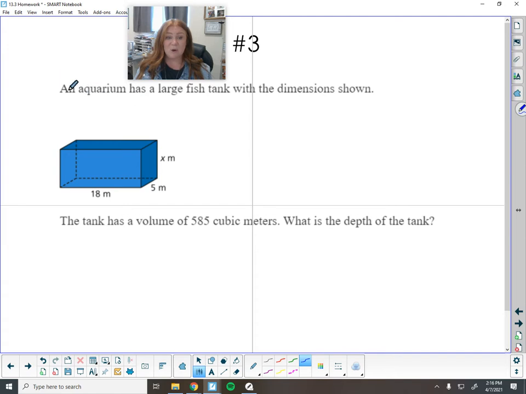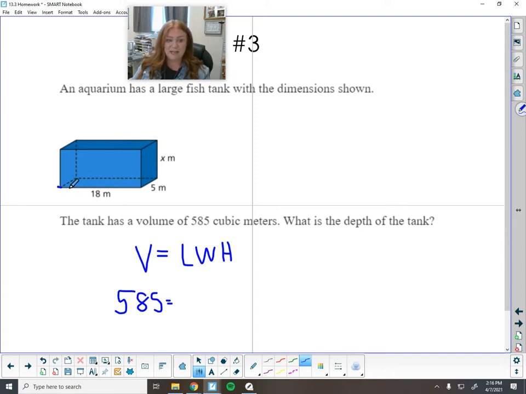Number 3 says that an aquarium has a large fish tank with the dimensions that are shown. So 18 by 5 by, we don't know the height here. The total volume is 585. I read that backwards. What is the depth of the tank? So how deep is this tank? So we know to find volume, we do length times width times height. So let's fill out what we know. We know the volume is 585.